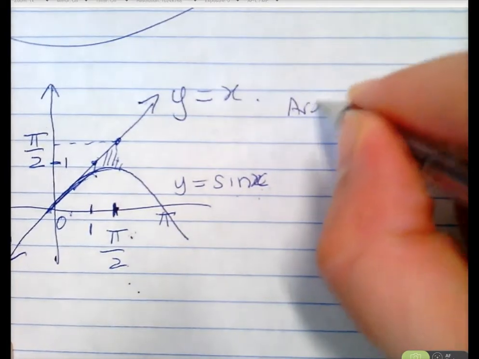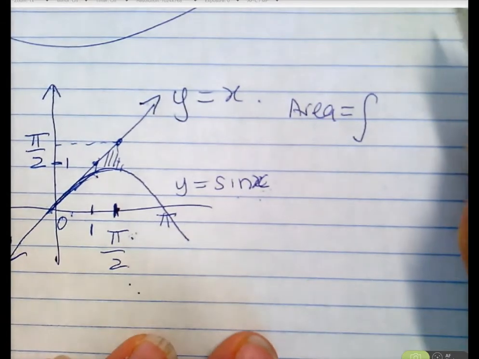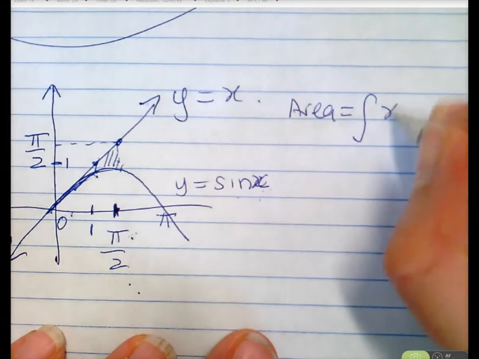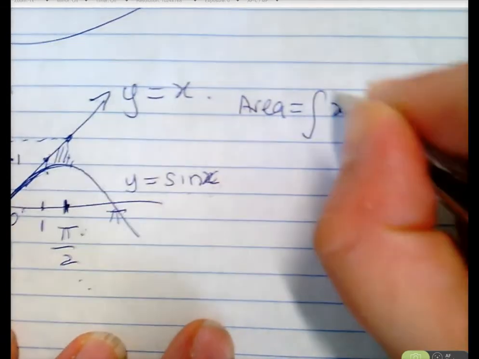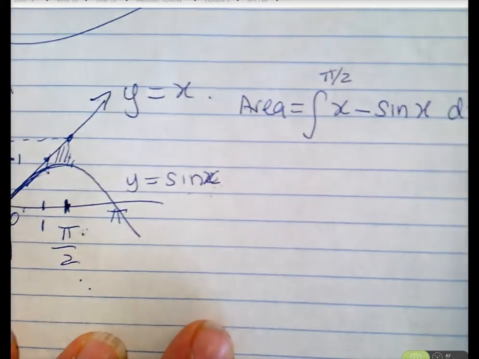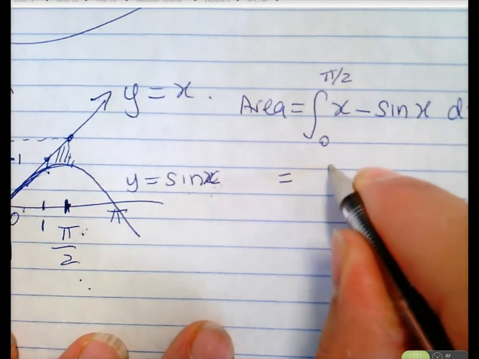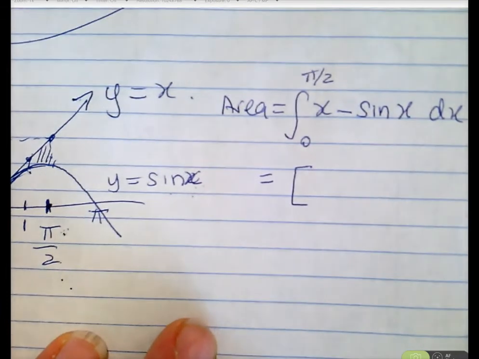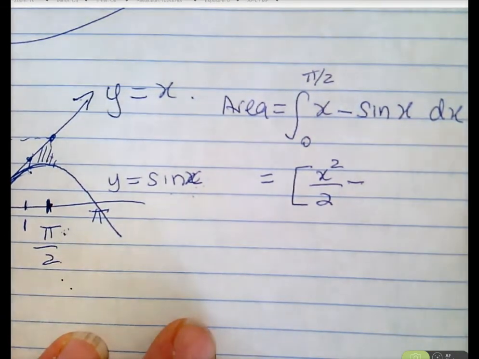So the area will be the integral, top curve minus bottom one. What's the top curve? You don't write y equals x, you just write x minus the bottom curve, sine x, dx. Values are pi on 2 and 0. So you integrate x. What do you get? X squared on 2, very good.